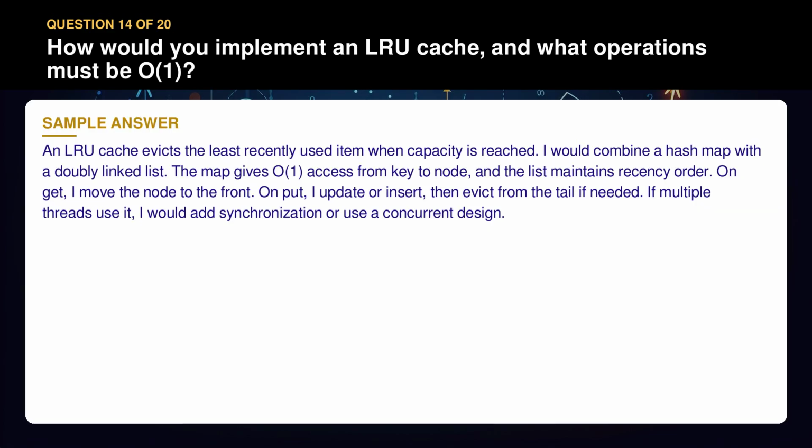An LRU cache evicts the least recently used item when capacity is reached. I would combine a hash map with a doubly linked list. The map gives O(1) access from key to node, and the list maintains recency order.